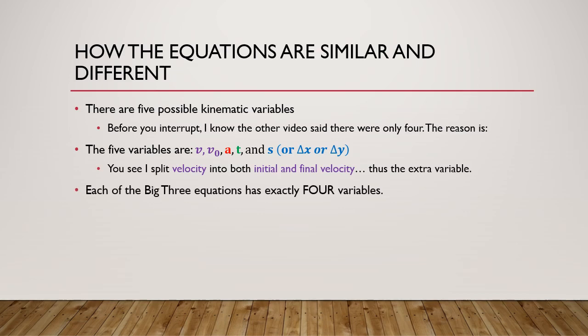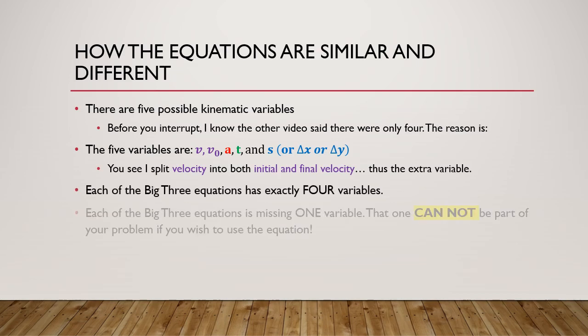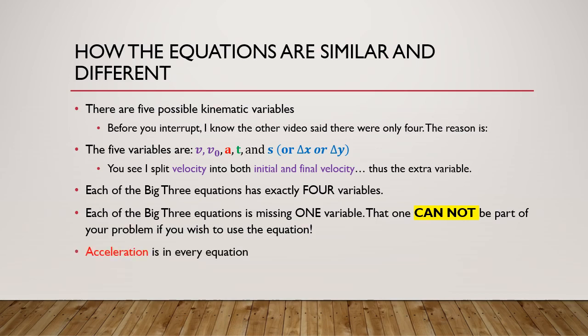Now, each of the big 3 equations has exactly 4 variables. Each of the big 3 equations is missing 1 variable. That one cannot be part of your problem if you wish to use the equation. And acceleration is in every one of the big 3 equations.